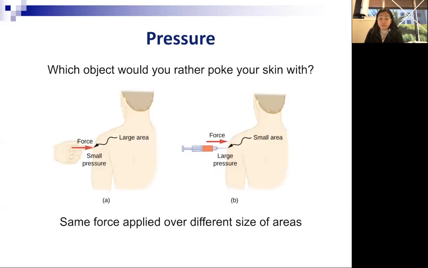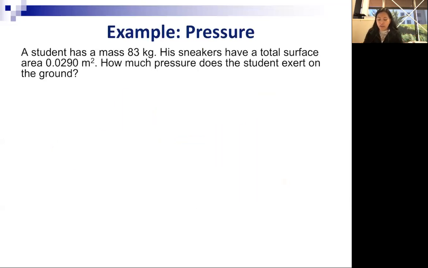All right. So the concept of pressure also applies to solids. For this particular numerical example, let's look at the inverse proportionality between force and area and pressure because it's easier to visualize. So here, a student has a mass of 83 kilograms and his sneakers have a total surface area of 0.0290 meters squared. How much pressure does the student exert on the ground?